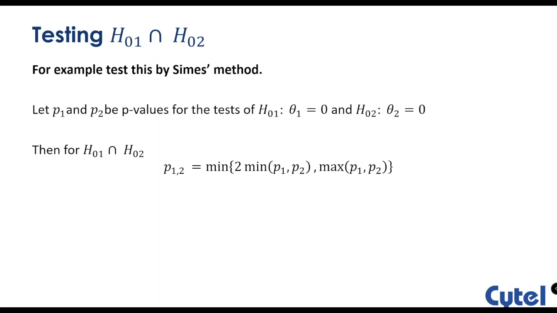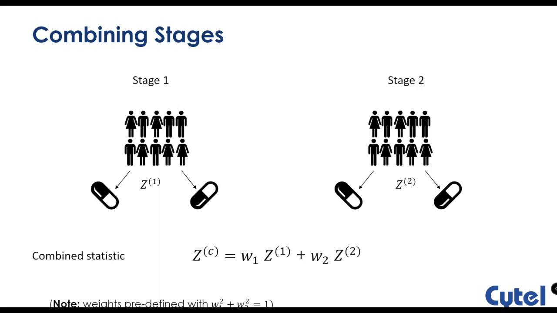Well, there are many ways, but we'll take a quick detour through Simes' method. Imagine you have p-values for testing the individual hypotheses. To test the combined hypothesis, you simply apply this function. So it's the minimum of 2 times the minimum of the p-values, or the maximum. What this essentially means is that you either reject both null hypotheses at level alpha, or you reject one null hypothesis at level alpha over 2. And so this is another of those points where you're paying some small price for the adaptive nature and for the multiple testing, in addition to the multiple hypotheses.